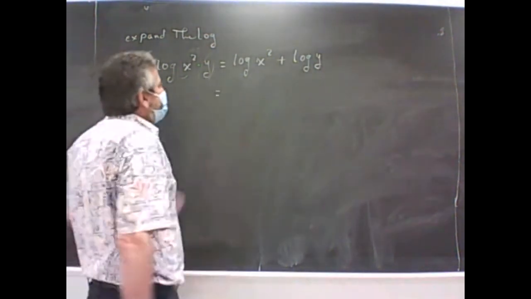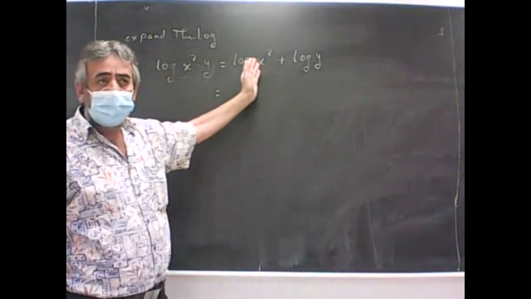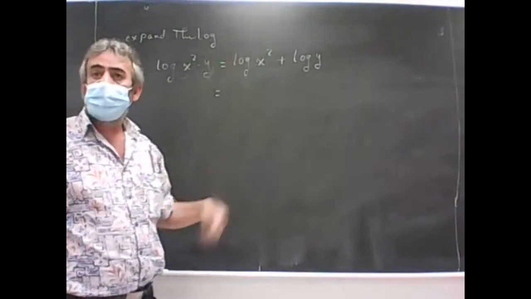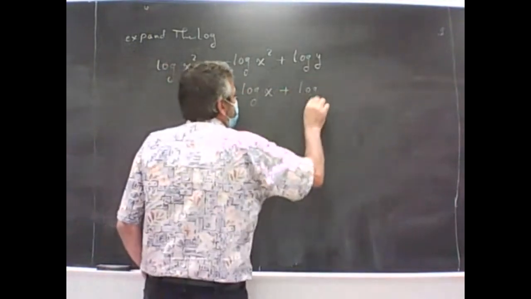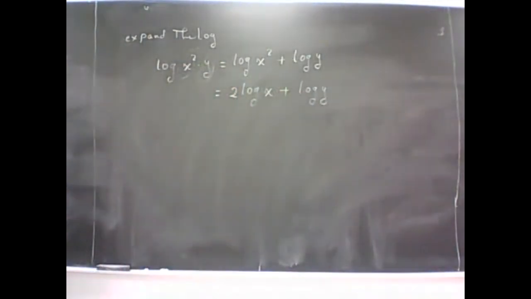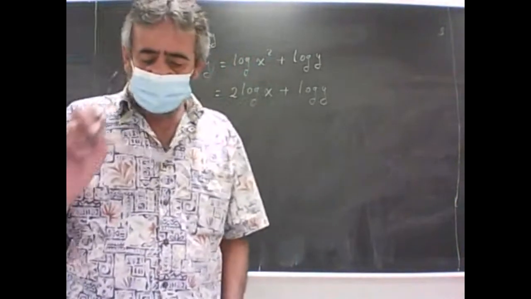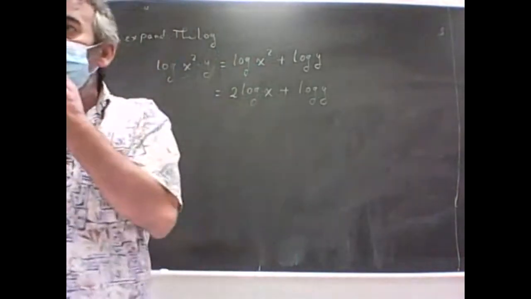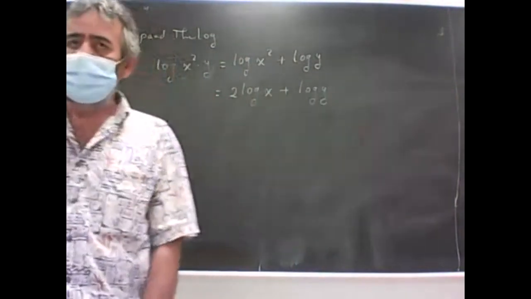We can also use the exponent rule. Anytime you have an exponent on the argument, all of it, you can always bring the exponent to the front. That's what we just looked at. So this is the same thing as saying 2 log of x plus log of y. So now we expanded this particular expression. We can use these properties to evaluate a logarithm or solve an equation involving logarithms.